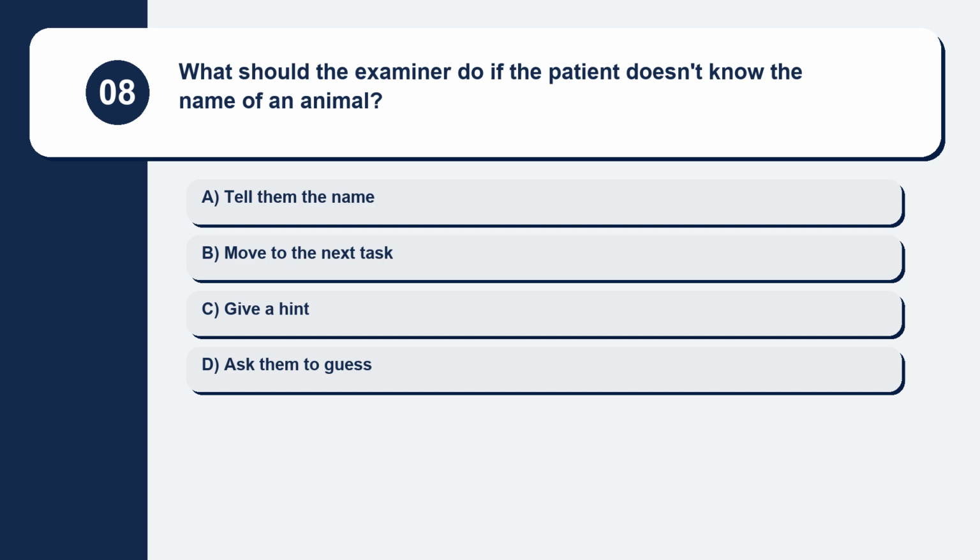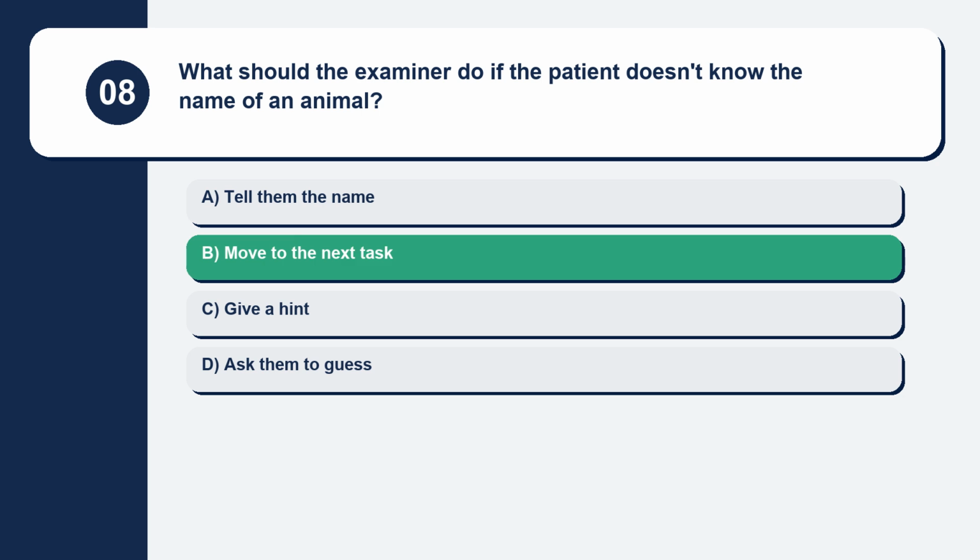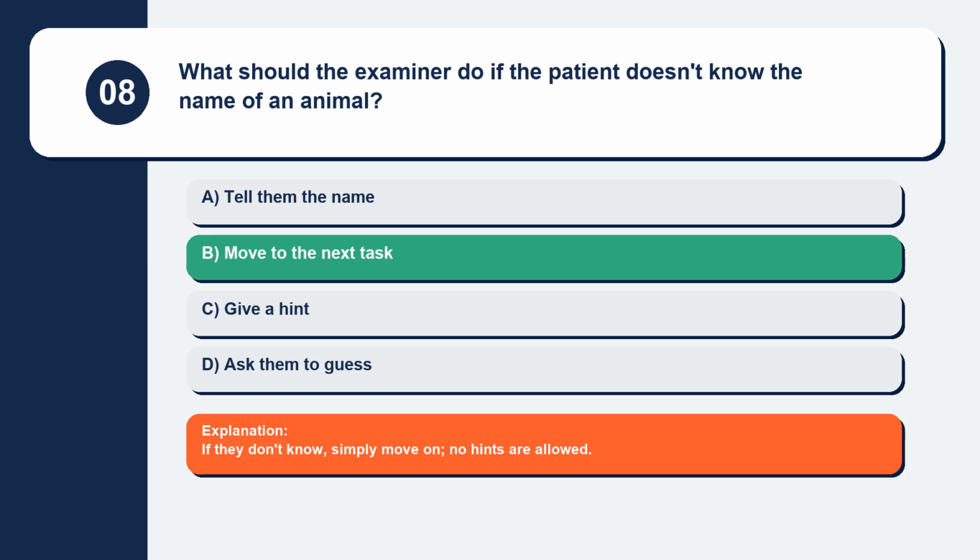Question 8. What should the examiner do if the patient doesn't know the name of an animal? Tell them the name. Move to the next task. Give a hint. Ask them to guess. If they don't know, simply move on, no hints are allowed.